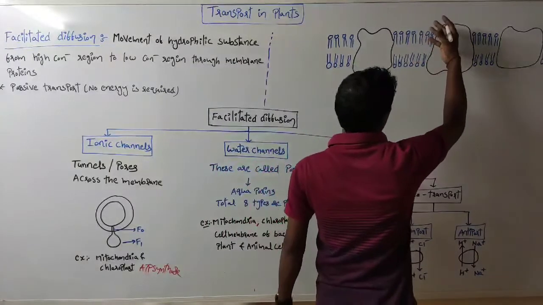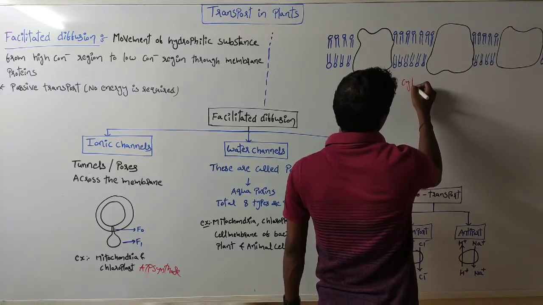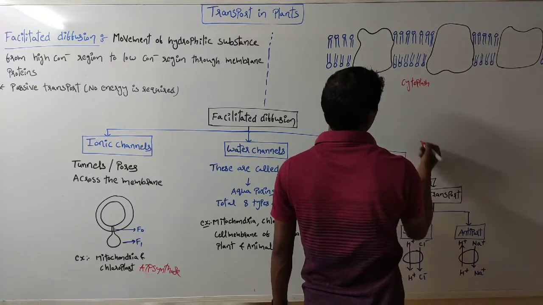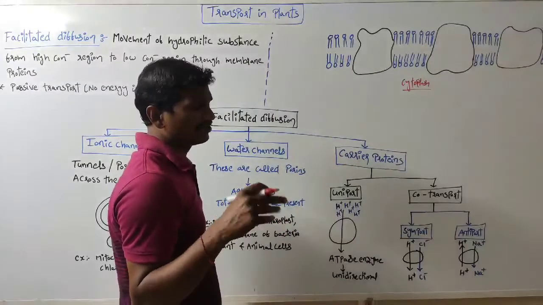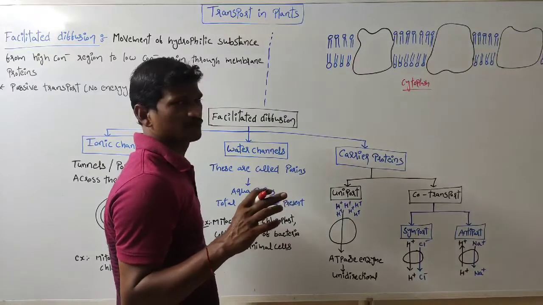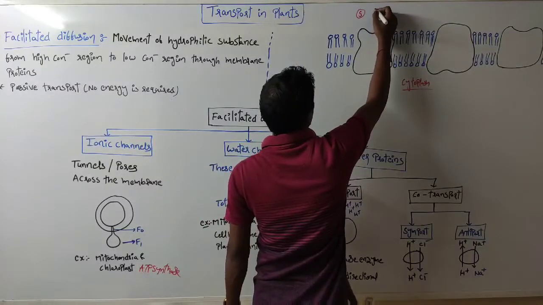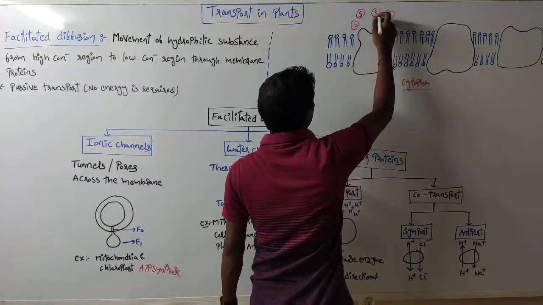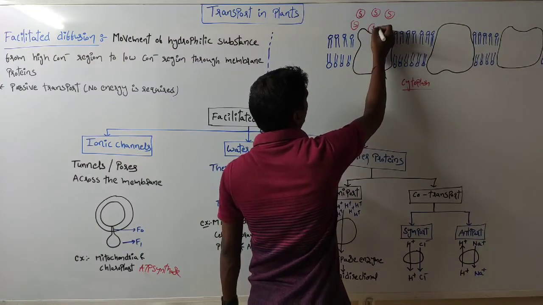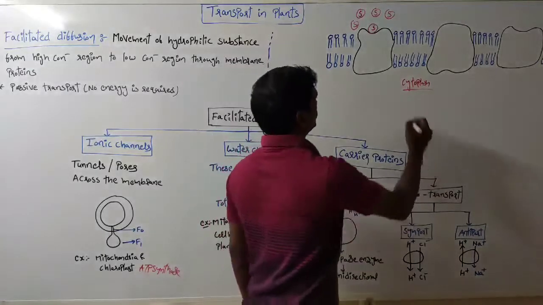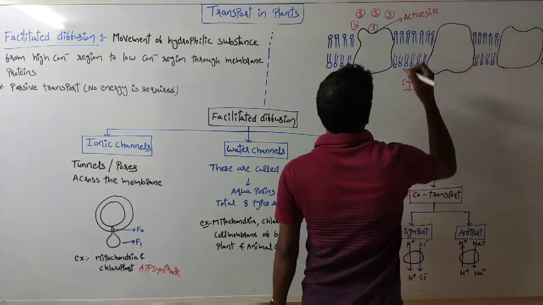For suppose this is the outside of the cell, this is the plasma membrane, we know, and this is the cytoplasm region. Whatever membrane proteins are there, the membrane proteins have the capacity to rotate. For suppose outside the cell there are some specific molecules present in high concentration, and here present in low concentration. So these molecules are bound. For suppose this is like an active site, and the molecules bind to the active site.